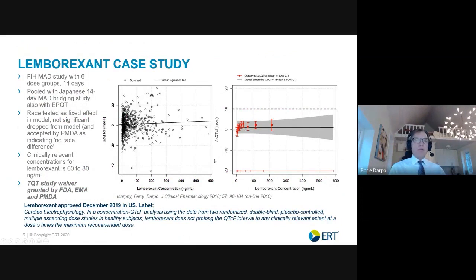These data were shown to FDA and then somewhat later to PMDA in Japan and in Europe. And all three regulatory bodies granted permission to proceed into pivotal trials without performing a therapeutic study. LEMBOREXANT was approved in December 2019 in the United States with a label shown here that describes the results, but also concludes that this drug will not cause QTc prolongation.